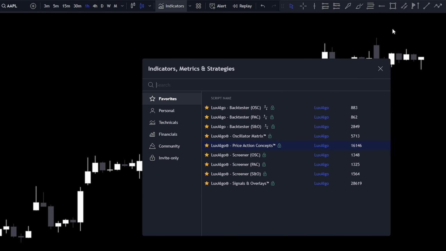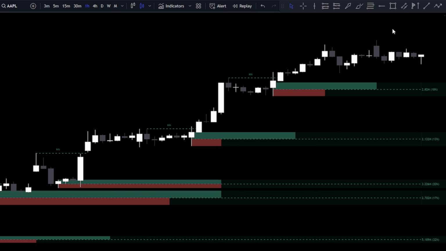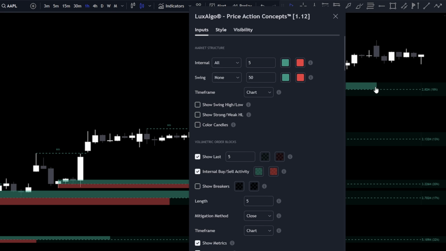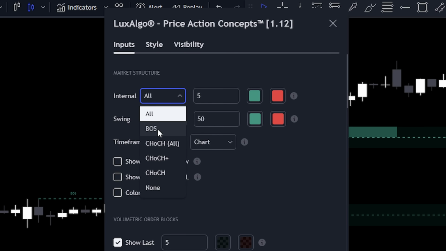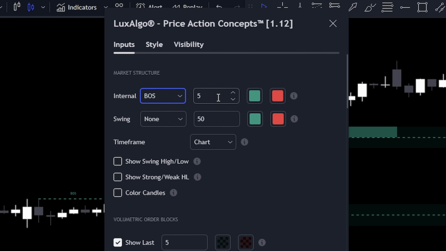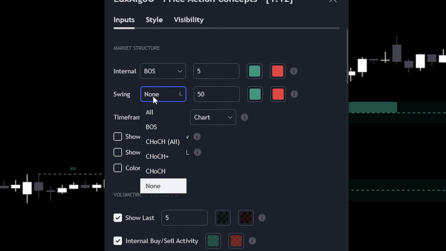Now, let's customize the Price Action Concepts indicator so it's perfectly set up for this strategy. First, double-click on the indicator to open its settings. Let's start with the Market Structure section. Here, select only the Break of Structures labels and leave the length set to the default value of 5. For the Swing Market Structure labels, choose None.